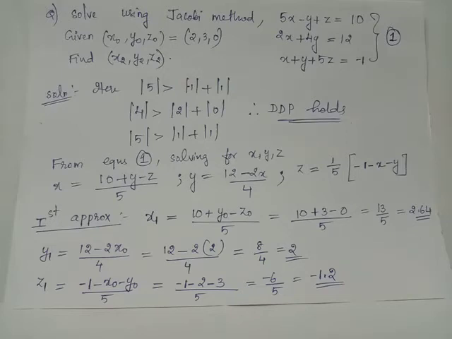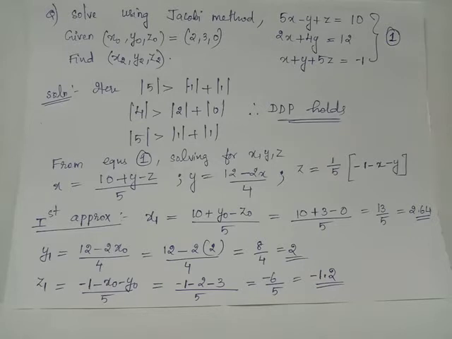Solve using Jacobi's method the system of linear equations 5x minus y plus z equals 10, 2x plus 4y equals 12, x plus y plus 5z equals minus 1. Given the initial guesses x0, y0, z0 equals 2, 3, 0, find x2, y2, z2. In this question, we have been specified to find only till second approximation.